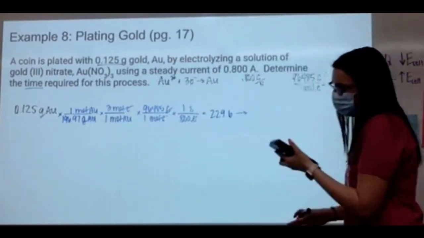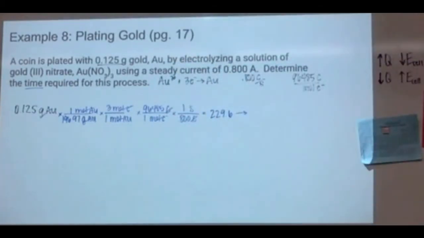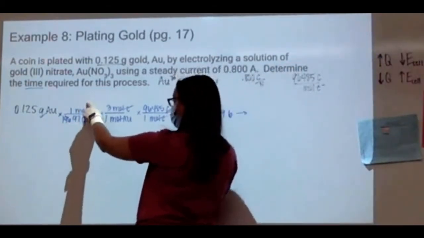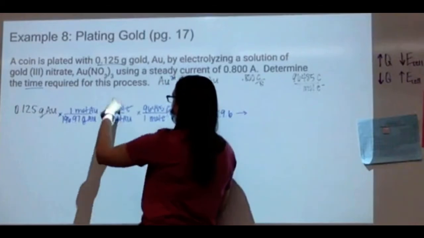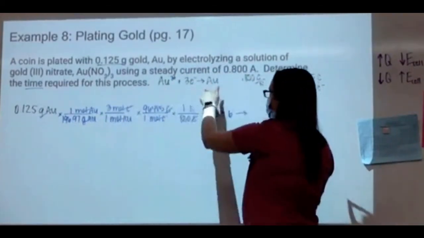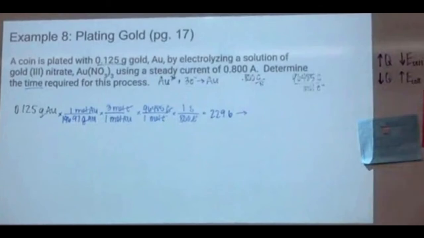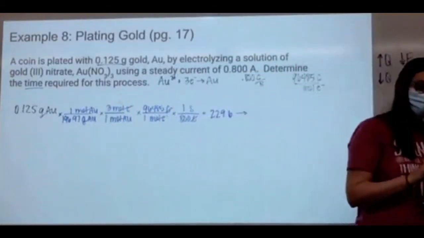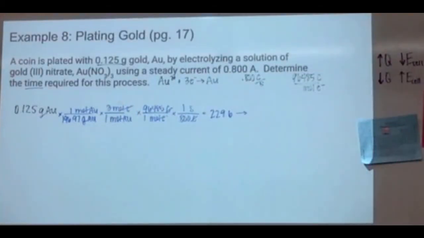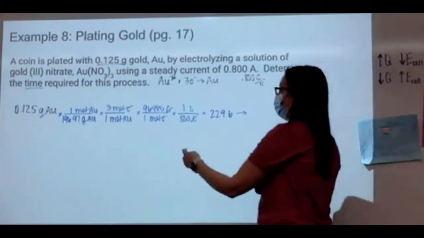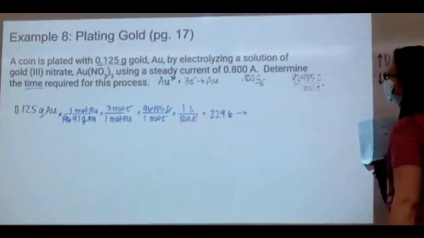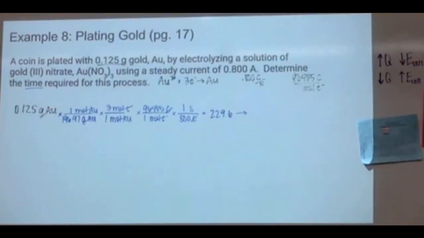Okay, so I got 229.6. If you see what I did up here, I went from grams to moles of gold. 1 mole of gold needs 3 moles of electrons. So I wrote my half reaction before I even started, because it's very easy for people to skip this step. And if you skip this step, many times you're not going to get the right answer. Then I went from moles of electrons to coulombs using Faraday's constant. And then from coulombs to seconds using the current.